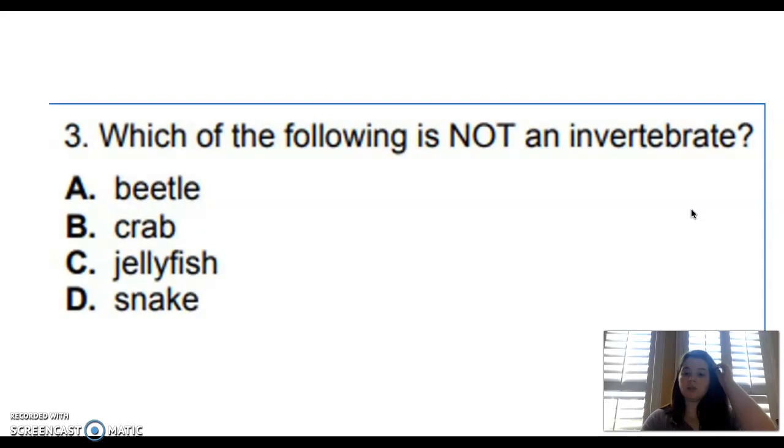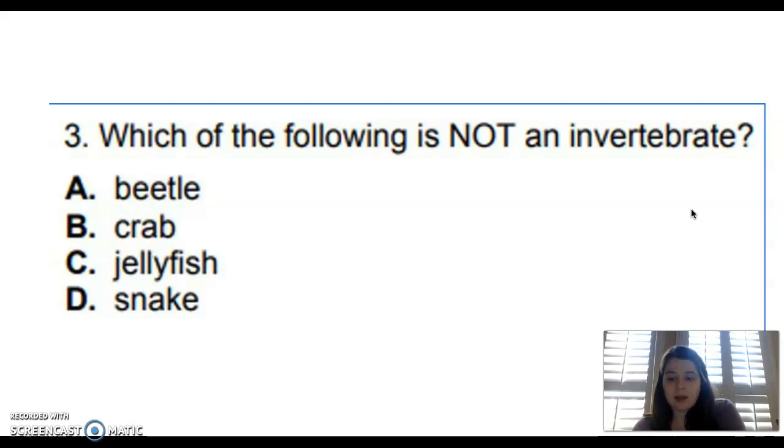So let's go ahead and look at this question. It says, which of the following is not an invertebrate? So it's asking which of these is a vertebrate. Is a beetle not an invertebrate? Is a crab not an invertebrate? A jellyfish or a snake? Go ahead and do your fingers, 1, 2, 3, or 4. Which is not an invertebrate?